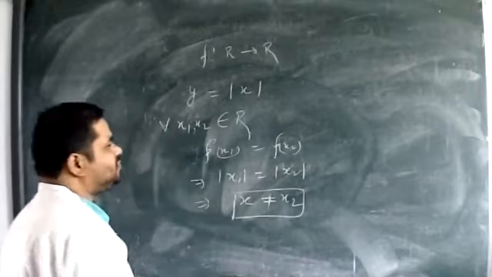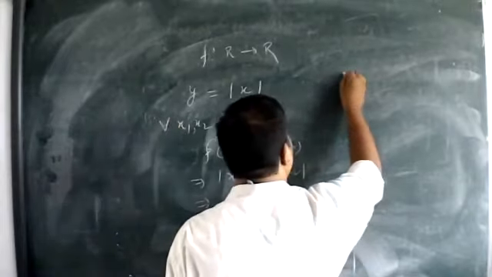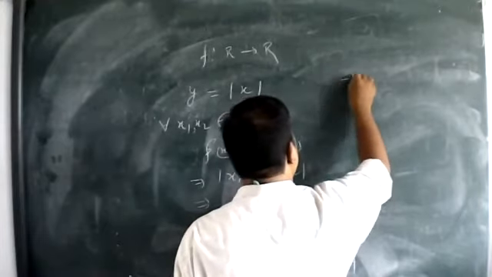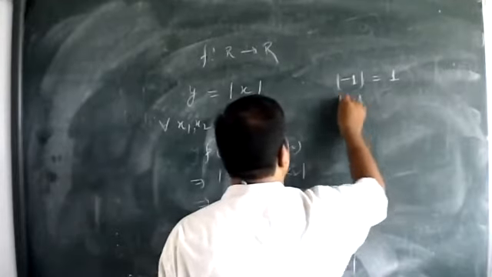Because mod has two values. In other manner, you can see if you take minus 1, then mod of minus 1 is 1 and mod of plus 1 is again 1.